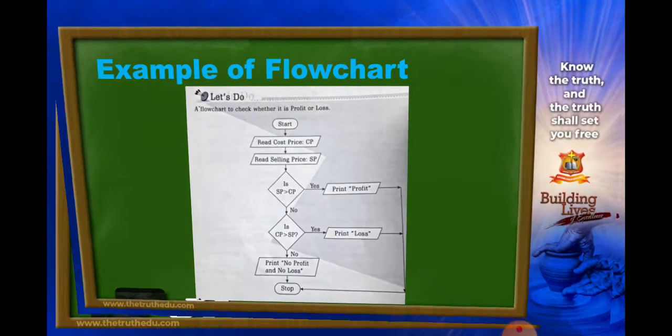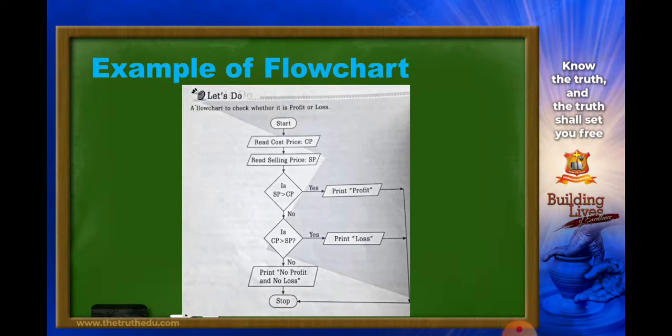Coming to the next example, students, here we have to draw a flowchart to check whether it is profit or loss. Now you would have learnt what profit and loss are. Anything which a shopkeeper sells is always higher than the price he has bought the product for. For example, if he has bought a product for 5 rupees, he will not sell it for 5 rupees. He will sell it for 6 rupees, 7 rupees or 8 rupees. Whatever extra money he gets after selling the product is called profit.